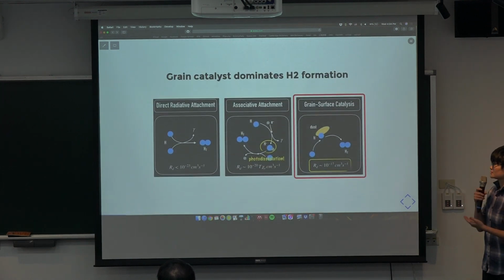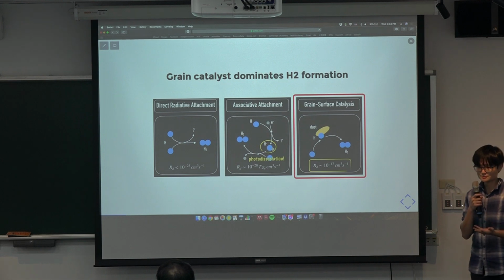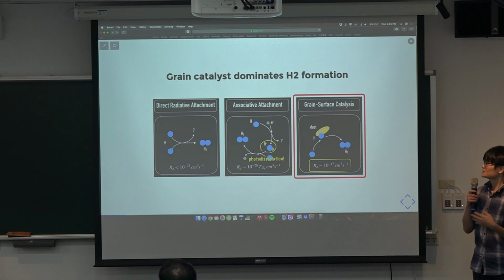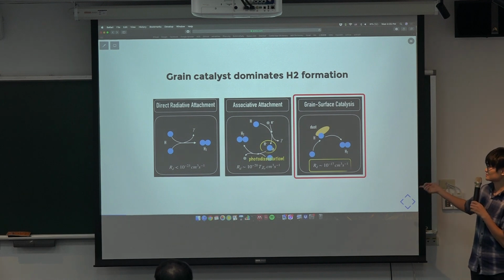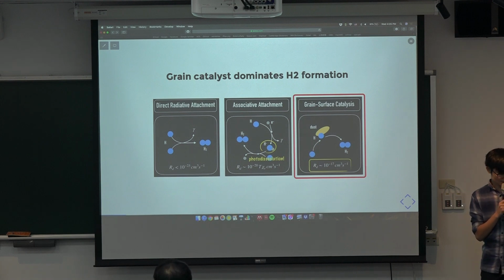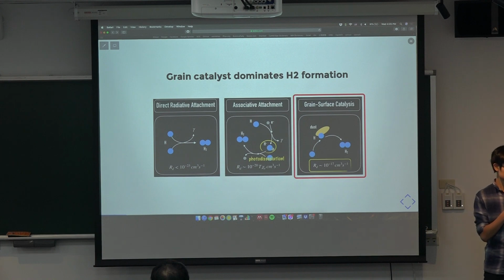The next thing is the grain catalyst H2 formation. That is, there are three processes that can form H2, and the grain catalyst is one of the most efficient ways to form molecular hydrogen. So if there is any dust in a galaxy, the process will be dominated by grain catalyst H2 formation. So it will indirectly affect the star formation in galaxies.